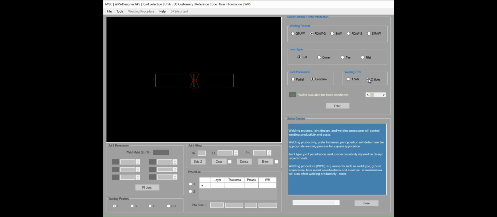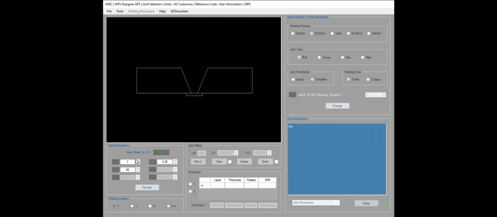Depending on joint accessibility and design requirements, welds can be made from one side only or from both sides. There will be several available groove welds depending on the selected options. The geometric configuration of a groove should be carefully analyzed to achieve low-cost welding and desired weld quality.